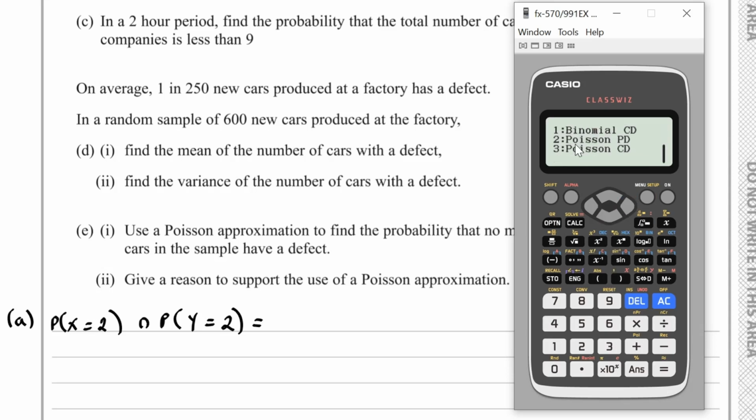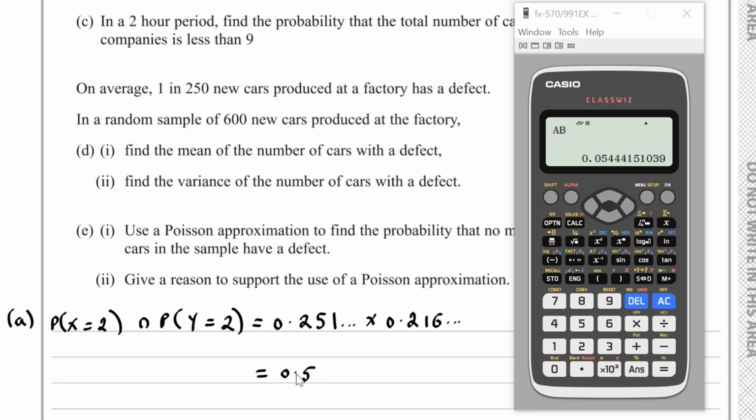We can do all this on the calculator. Going to the Poisson PD section, with a variable x equaling 2 and lambda equaling 2.6, we have 0.251, etc. Let's store this into A. And we also have lambda 1.2, which gives 0.216, etc. Let's store this into B. Multiplying those together, A times B, we get 0.0544, etc.